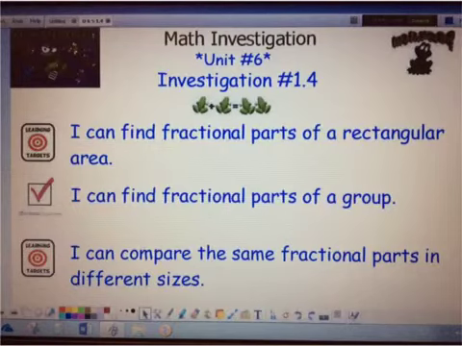This is Unit 6, Investigation 1.4, where we will find the same fractional parts of a different size. Our learning targets are: I can find fractional parts of a rectangular area, I can find fractional parts of a group, and I can compare the same fractional parts in different sizes.